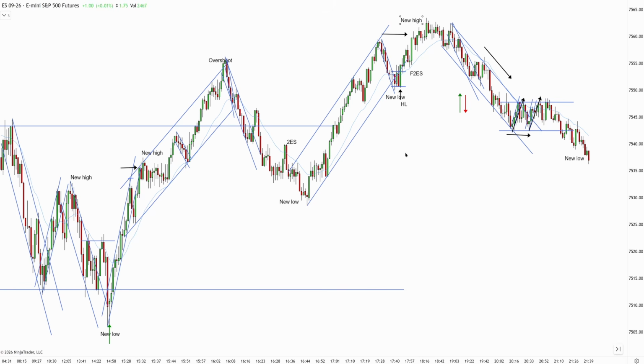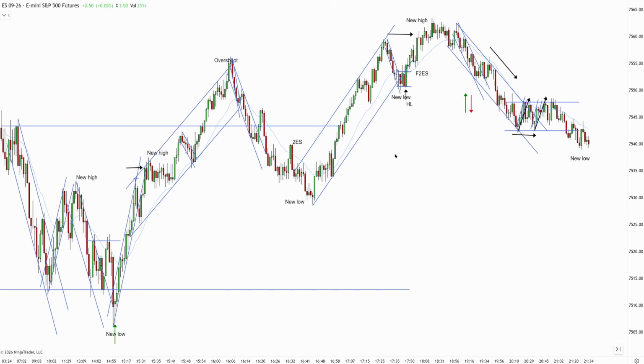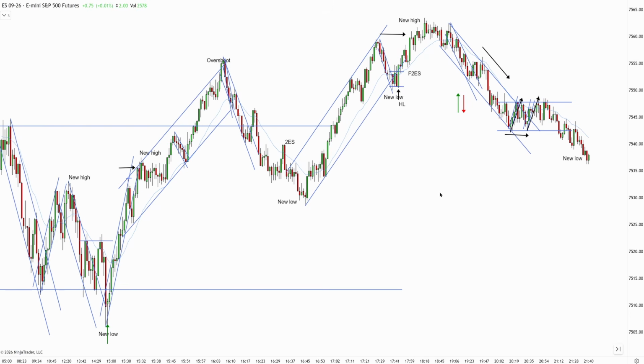So if you didn't take any trades, you're not alone. Just not that many trades to take advantage of, unfortunately, at least on the ES. Other markets were a little bit better.